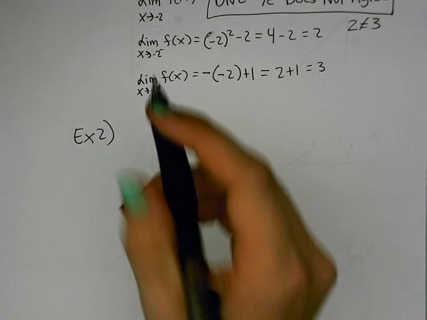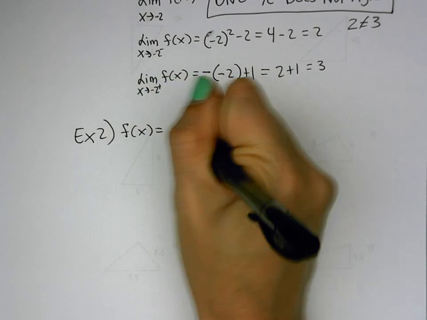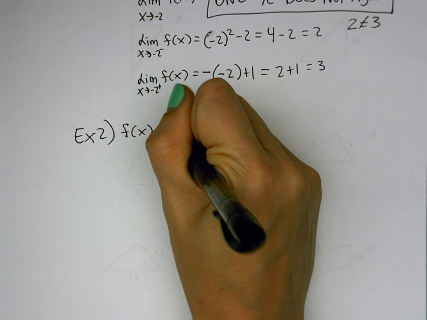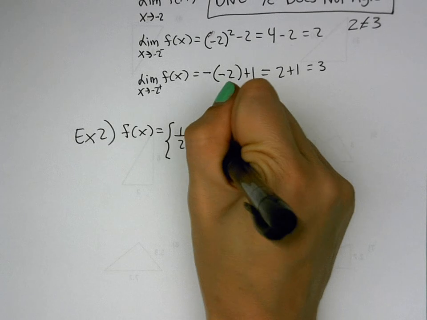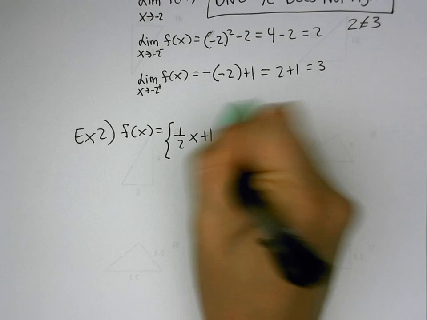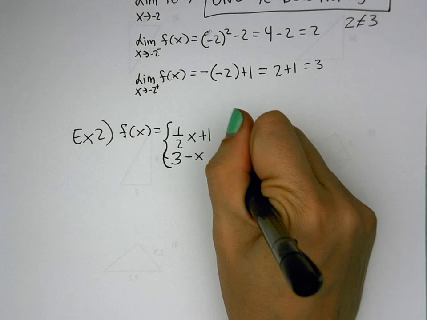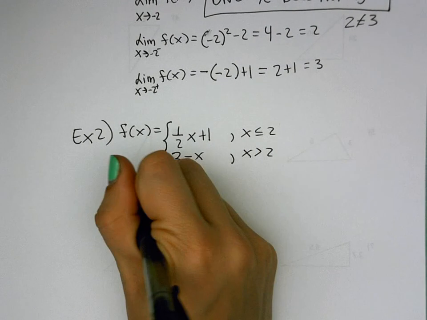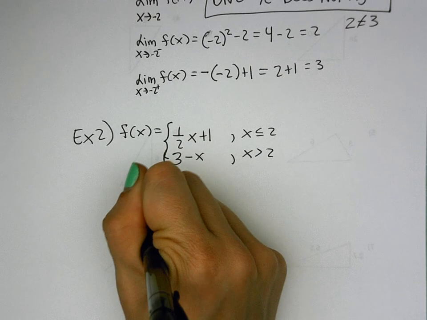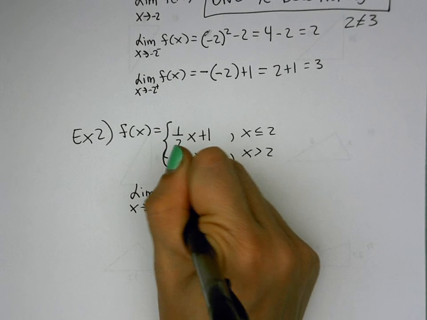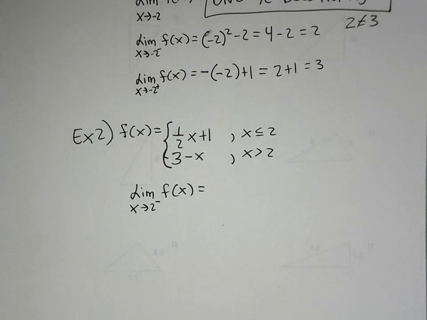Example 2, we have f of x equals 1/2 x plus 1 when x is less than or equal to 2, and 3 minus x when x is greater than 2. And I'm going to ask you, what is the limit as x approaches 2 from the left? Okay, so again, pause the video if you're going to do so, otherwise I'm going to walk through this one. I'm not asking you for a two-sided limit on this one. I'm just asking you for a one-sided limit, 2 from the left.